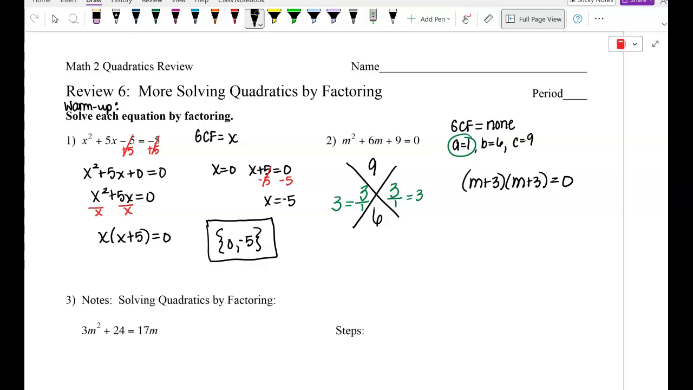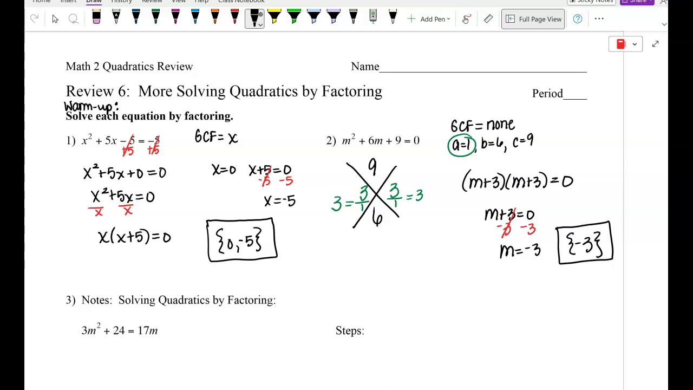When both factors are identical, you only have to solve one of them. Because getting two answers that are the same, it's still only one place. So I only have to solve m plus 3 equals 0. Subtract the 3 from both sides. And m equals negative 3. So my solution set only has one value in it.